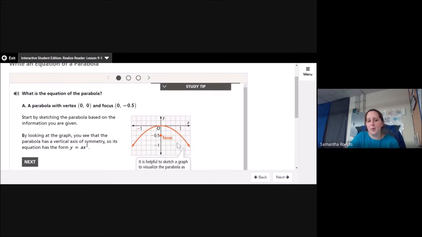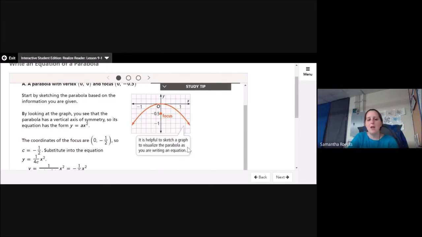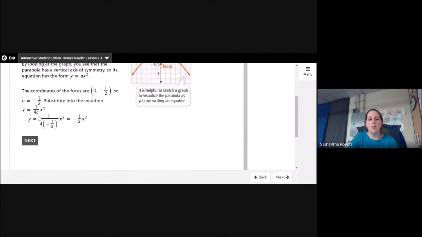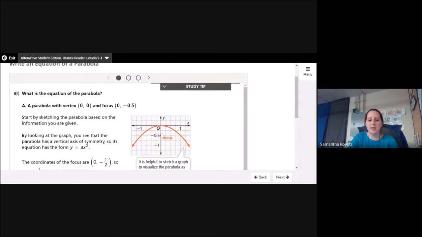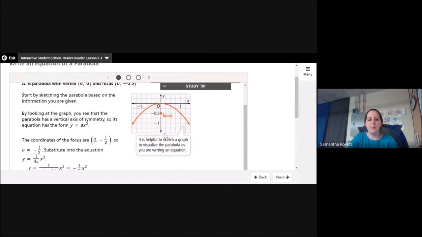Looking at the graph, you see that the parabola has a vertical axis of symmetry, so its equation has the form y equals ax squared. The coordinates of the focus are (0, -1/2), so c equals -1/2. I substitute that into the equation y equals 1/(4c) x squared. When I do that, 4 times -1/2 is -2, so I get -1/2 x squared. So this parabola has the equation y equals -1/2 x squared. You can, of course, also determine what the directrix is. In this case, the directrix would be y equals 0.5.